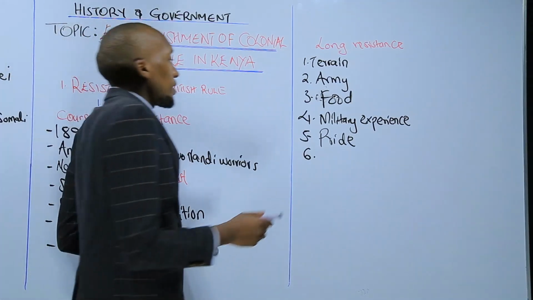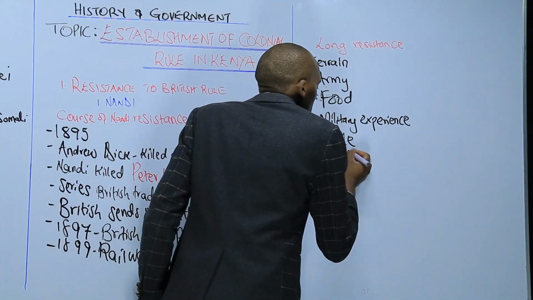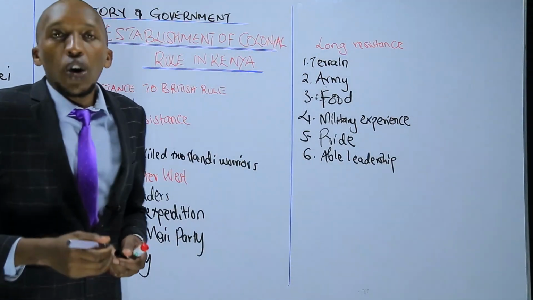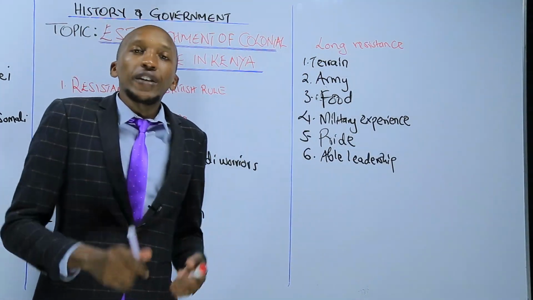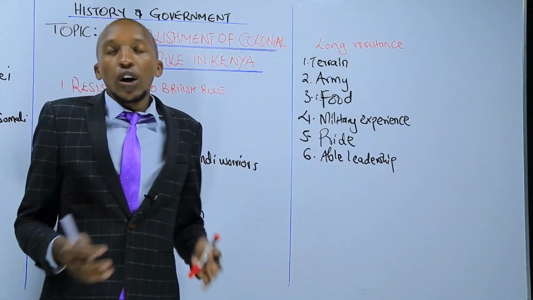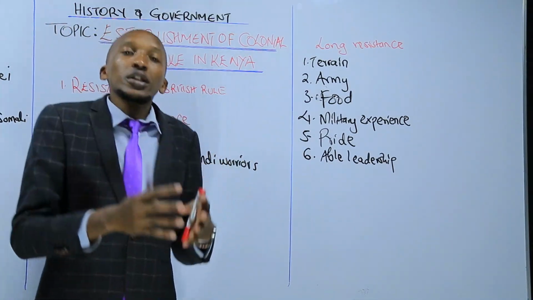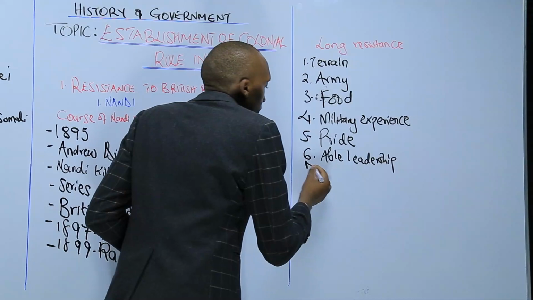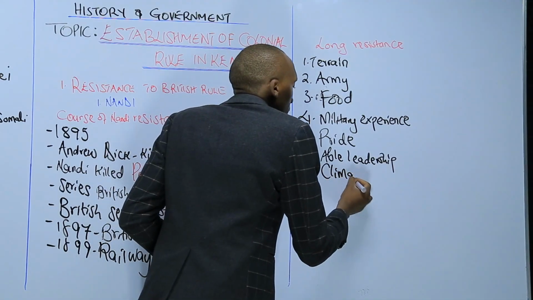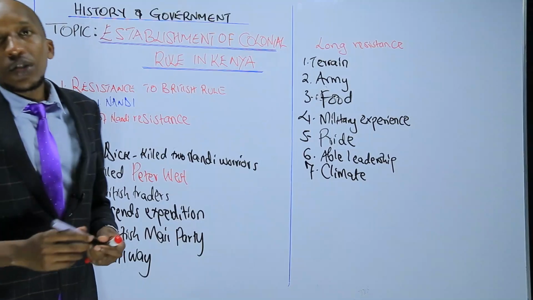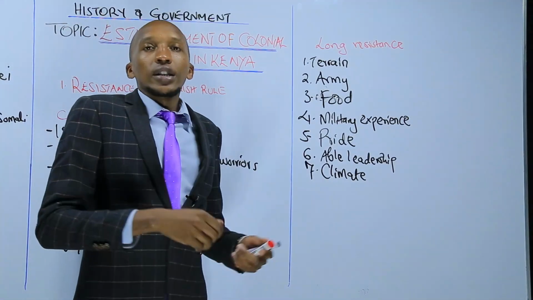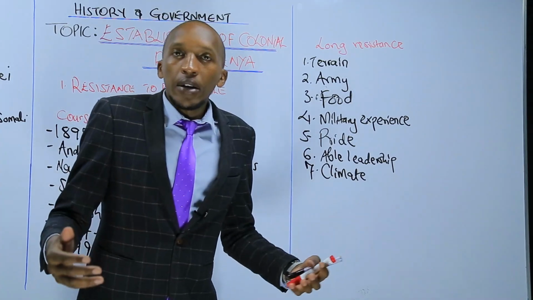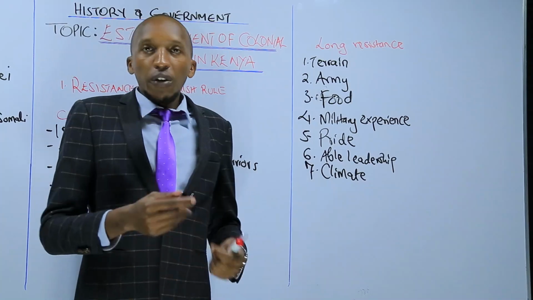And then the second last, they had able leadership. Koitalel Arap Samoei, who was the Orkoiyot at that time, provided very solid leadership. He galvanized the whole community. The warriors, together with the communities, came together to fight against the British. And then lastly, the climate was to their advantage. The cold climate, the British could not withstand the climate in the Rift Valley. So that gave the Nandi a comparative advantage over the British.